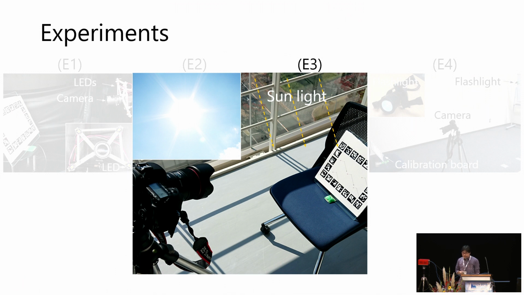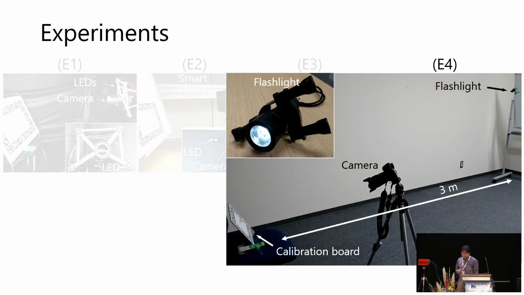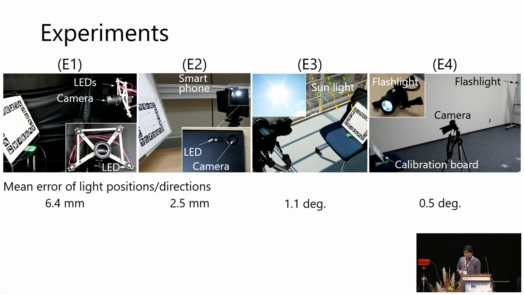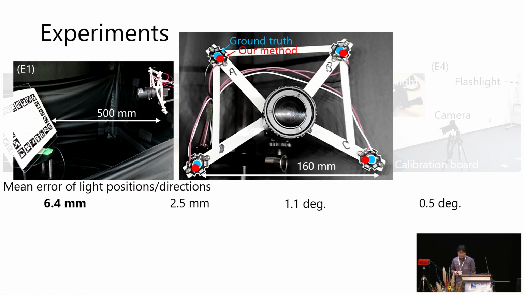E3 uses sunlight for directional light. E4 uses a flashlight fixed 3 meters away from the target, and we regard this as approximately directional light. Here we show the estimation error of our method for each environment. These results depend on the scale of the scene. For example, in environment 1, the distance between target and light source is about 500 millimeters.